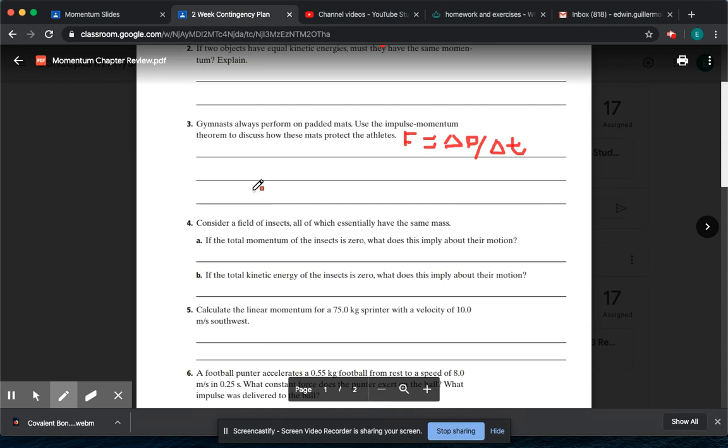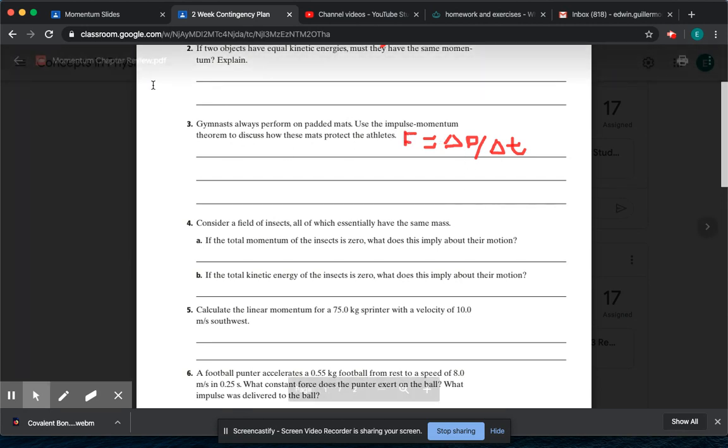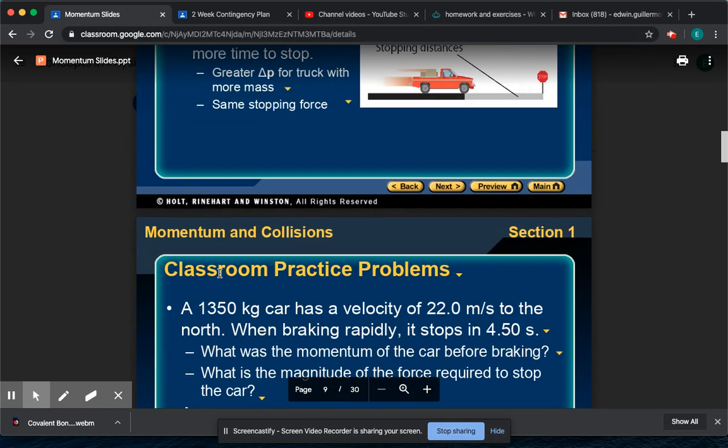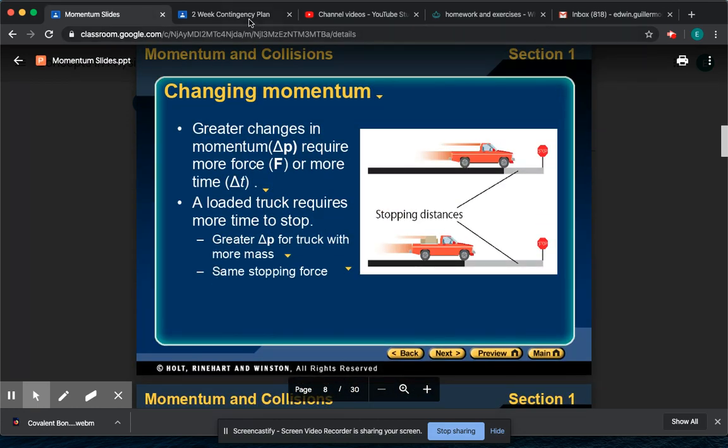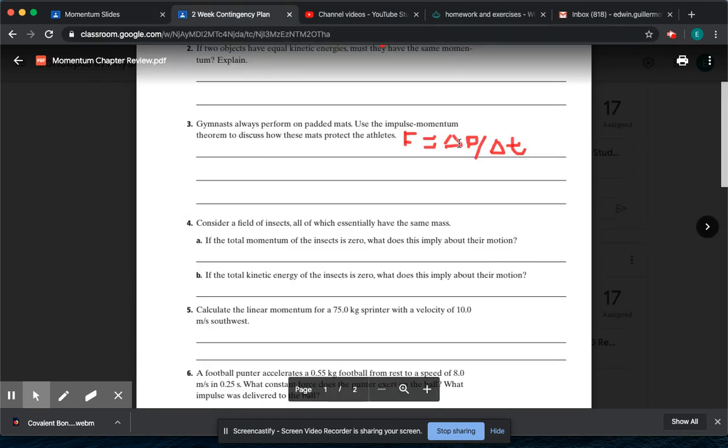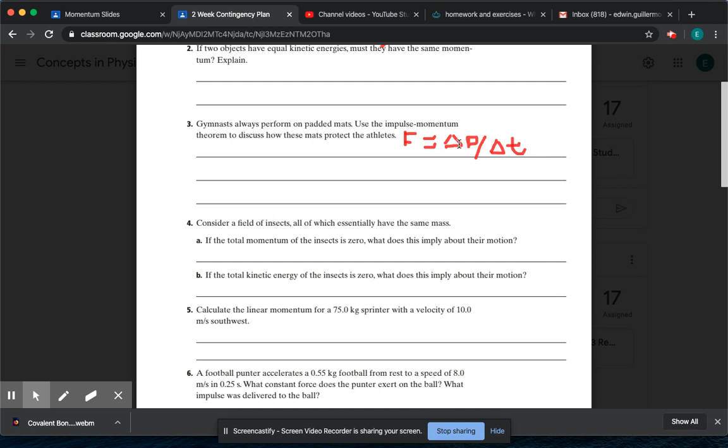And how do the padded mats actually protect us? Remember when we looked at the brake example? When we went through these slides in the previous video, we talked about stopping distances and brakes. If you slam on your brakes, and let's say we're going 25 miles an hour, you can go from 25 miles an hour to 0 by either slamming your brake or you can do it gradually. Momentum is mass times velocity. So if we're going from 25 to 0, this delta P is going to be the same in both situations. What's different is the T.